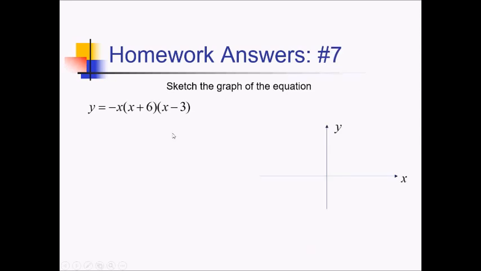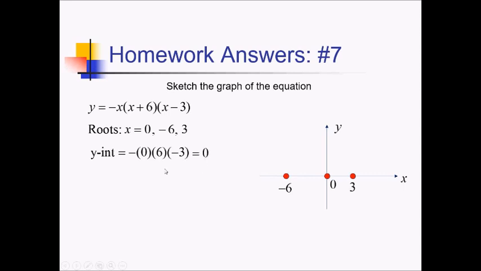To sketch this graph, we first need to find the x-intercepts. So zeroing out each of these factors, we have a root of 0, negative 6, and finally 3 for that last factor. Graphing those, negative 6 is somewhere over here to the left, 0 is on the origin, and 3 is somewhere over here to the right. The y-intercept is just this 0 that we got for the x-intercept. It's the same spot on the x and the y-axis. But if you wanted to, you could plug in 0 to double check. So negative 0 times 6 times negative 3, that would give you a y-intercept of, yes, 0.